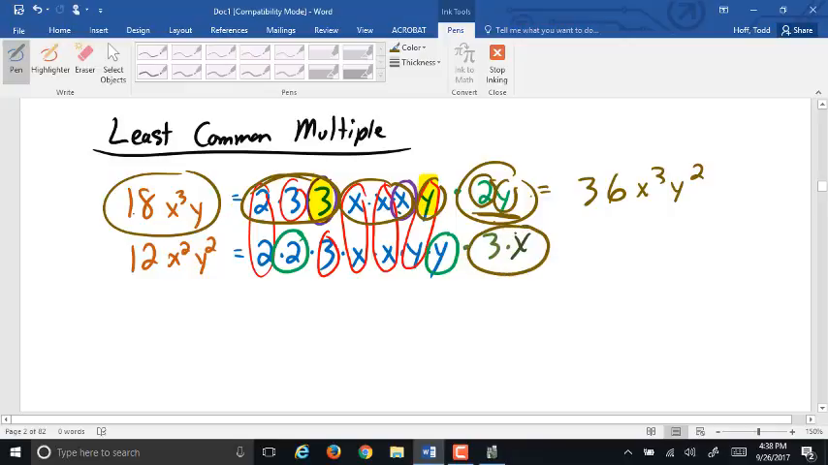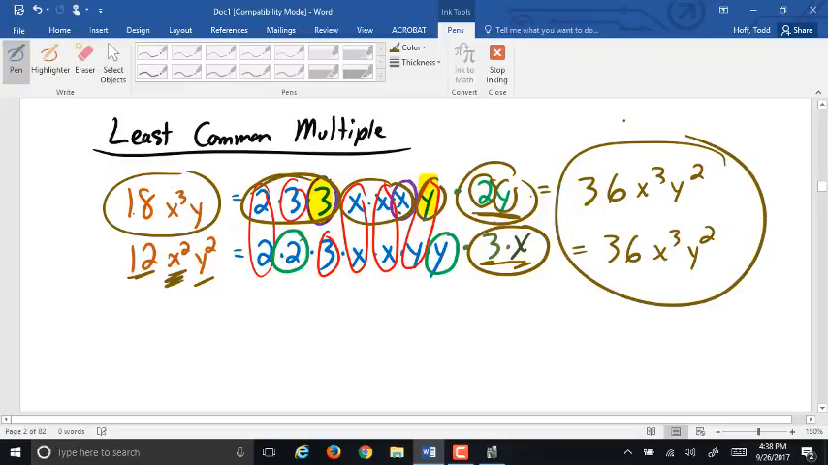On bottom, I'm multiplying by 3x, so I do the same thing. 12 times 3 is 36. X squared times x is x to the third. And then the y squared has nothing to combine with it. And I should get the same number in both spots. 36 x to the third y squared is the least common multiple of those two numbers.